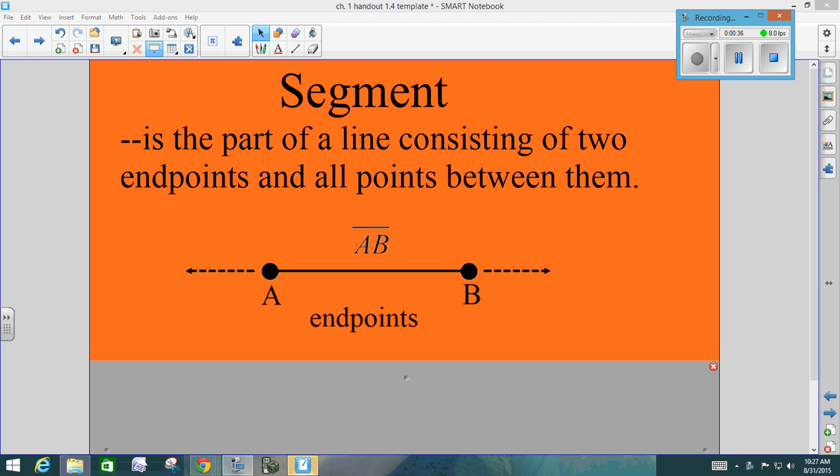When you label a segment, pick the two endpoints, A and B, and then you just put a segment over it. Notice there's no arrows. It doesn't go on forever, it stops. So you just put a little segment on top.